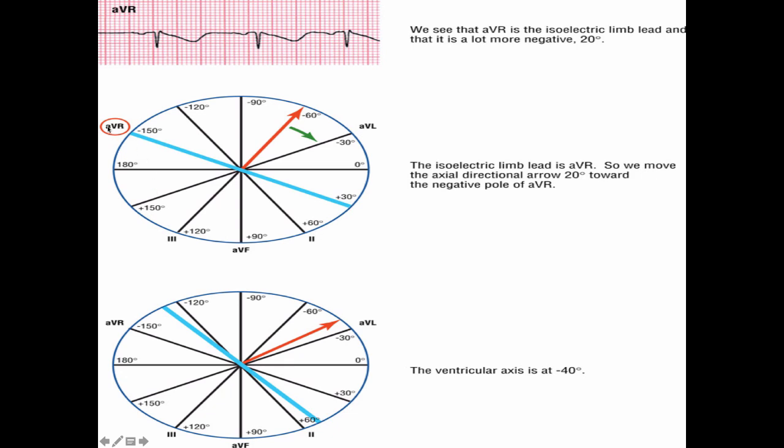So we've got AVR here. We're going to do a negative adjustment. We're going to go away from AVR, away from our lead. Again, don't add, don't subtract. We're going towards or away. Here, a negative adjustment, we're going away. So 60, we're going away 20 degrees, and we end up at a negative 40-degree axis for this 12 lead.